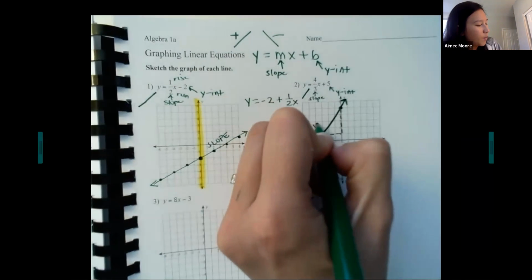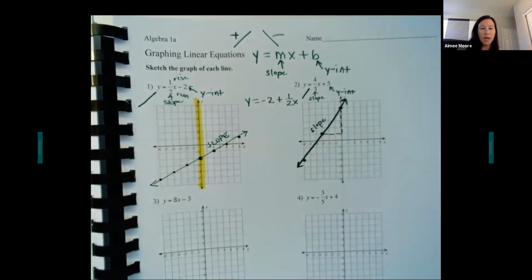And we write slope. We graphed a positive slope, and it is a positive slope, so that's good. Any questions on number 2? No. Okay, let's go to number 3.